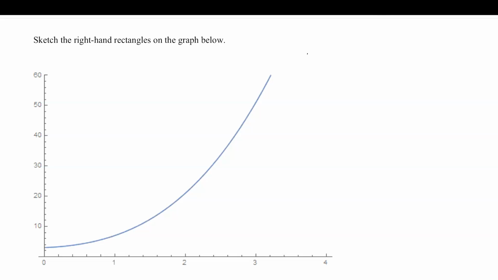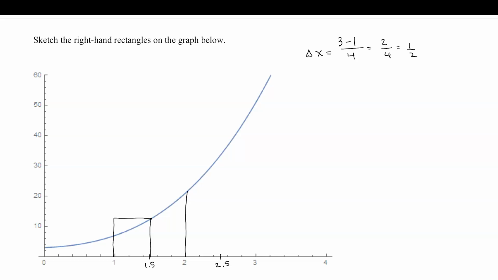Now let's try the same thing but with right-hand rectangles. So we're still going to use our delta x by dividing the interval from 1 to 3 into 4 equal pieces. So 1/2 is still our delta x. So now my first subinterval is from 1 to 1.5. I'm going to go to the right endpoint at 1.5 and go up to the curve, and that will determine the height of that rectangle.